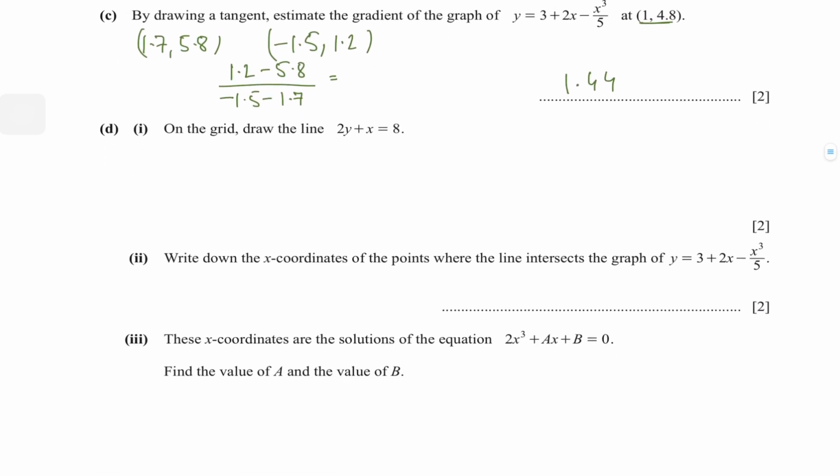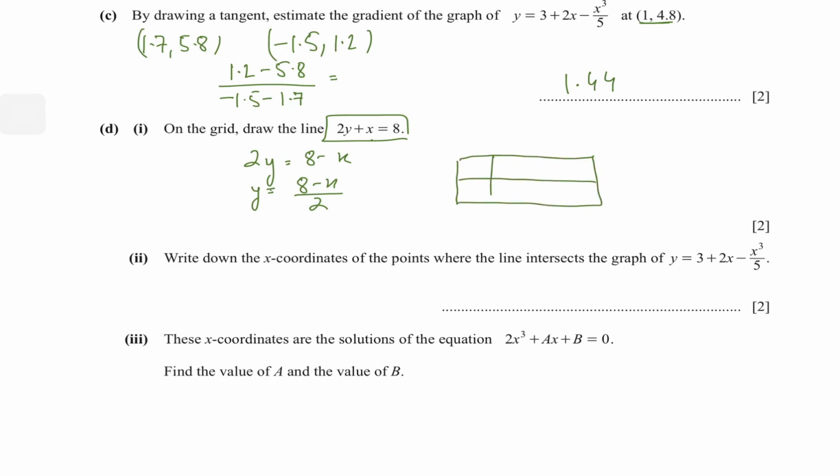Okay, then it says on the grid draw the line. So before I can draw this line, I'll have to make y the subject. So 2y equals 8 minus x. Then, well, I haven't made y the subject as yet. So y equals 8 minus x upon 2. So I'm going to try and plug in even values in place of x, because that's going to make y an integer. So I'm going to plug in 0. So 8 minus 0 is 8. 8 upon 2 is 4.